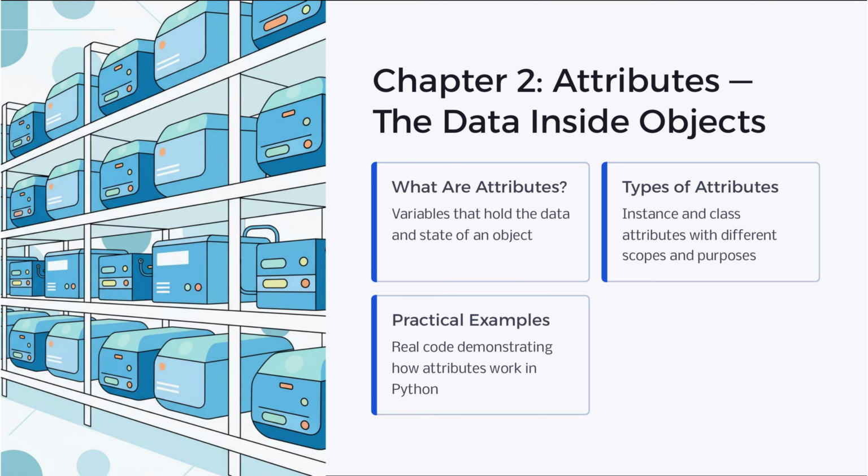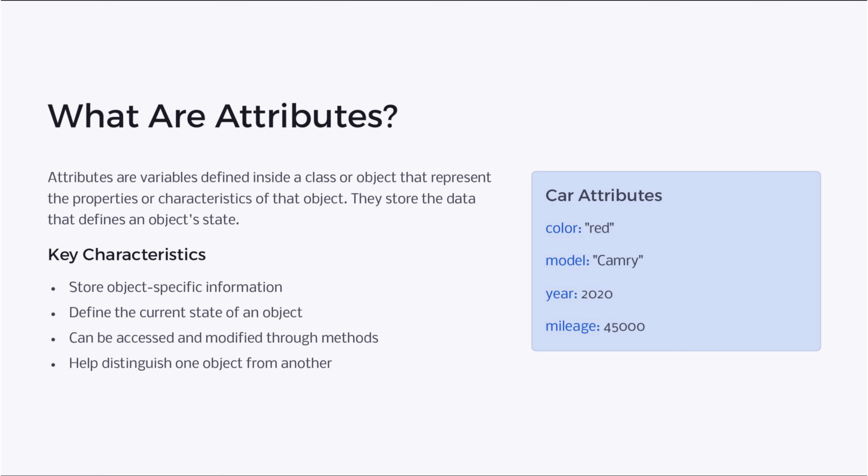Attributes are variables that hold an object's data and state. They come in two types: instance attributes, unique to each object, and class attributes, shared across all instances. In Python, attributes are defined within a class and accessed through methods, allowing objects to maintain and modify their unique characteristics. Attributes are variables within a class or object, representing its properties.